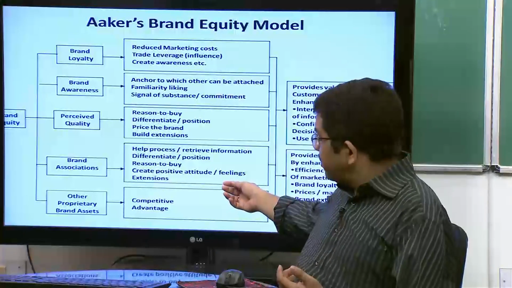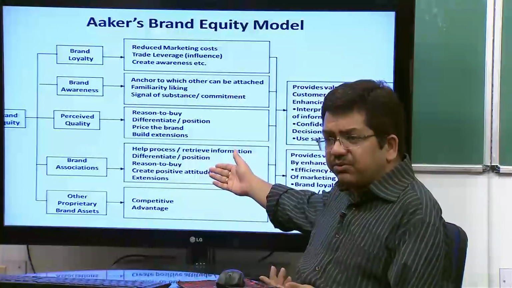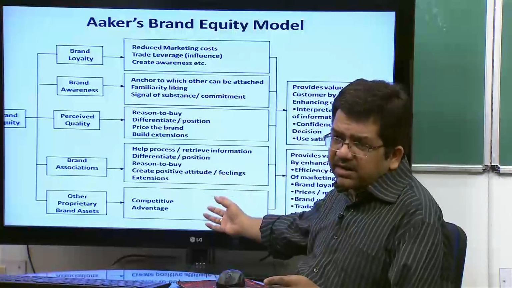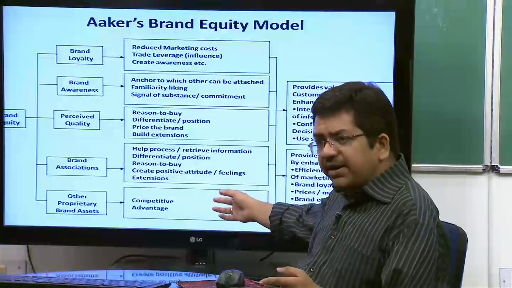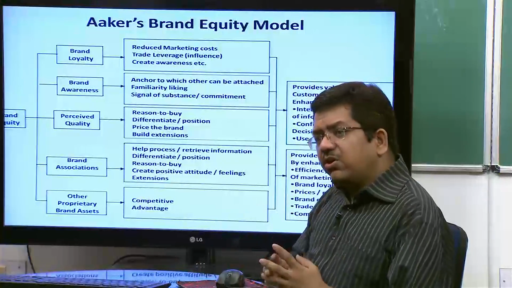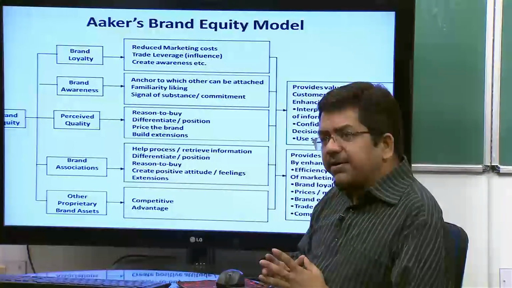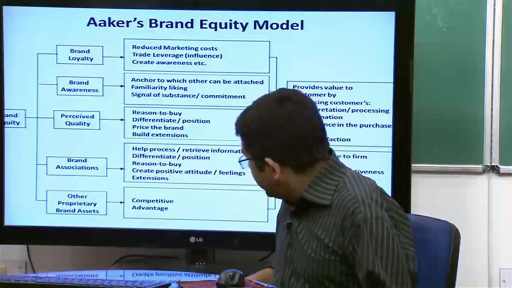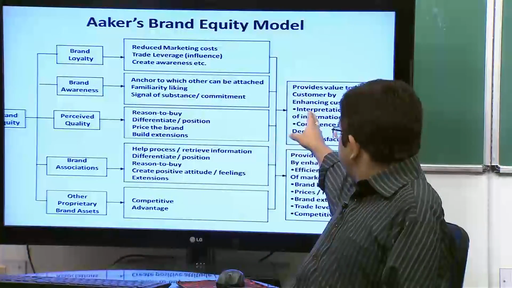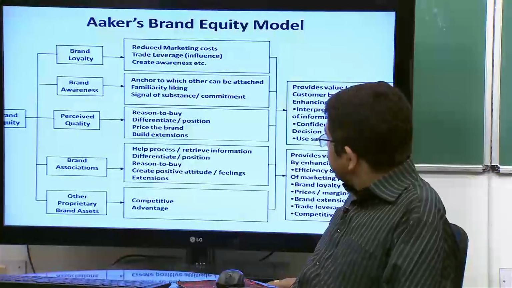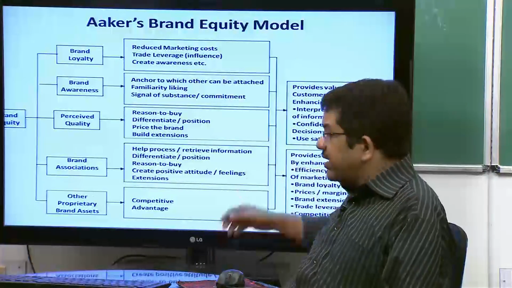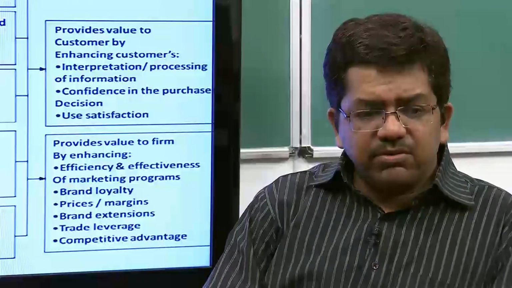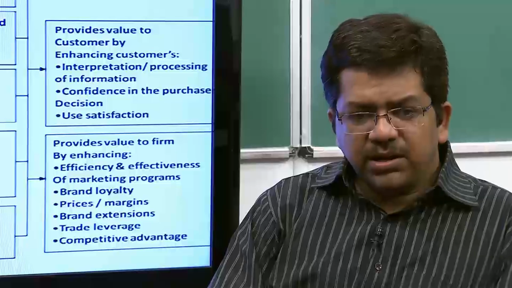These are something which are legally protected for you, and when they are legally protected for you, nobody else can use that. That basically is a sort of competitive advantage for you, so that you are unique by that thing that nobody else can copy. So these things basically help in creating value for the customers, and also create value for the firm. This was basically about Aaker's brand equity model.